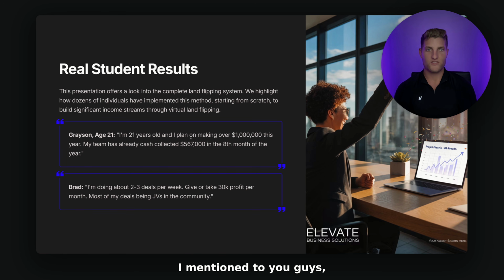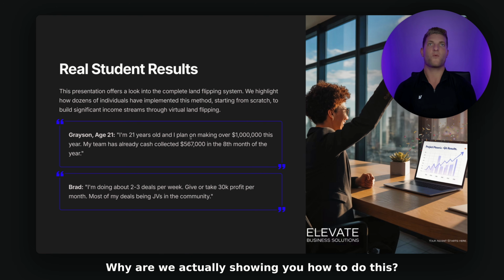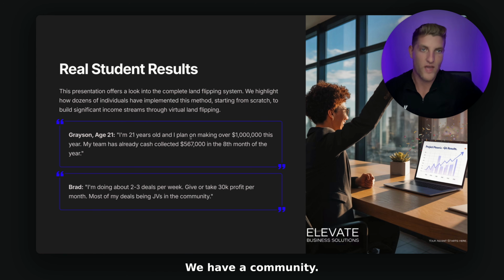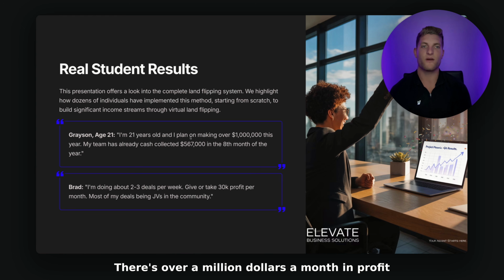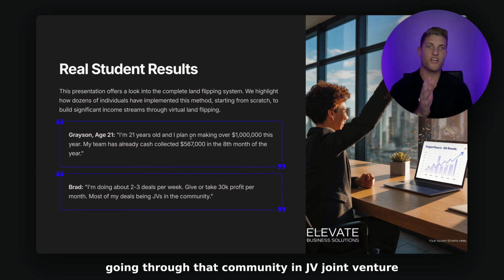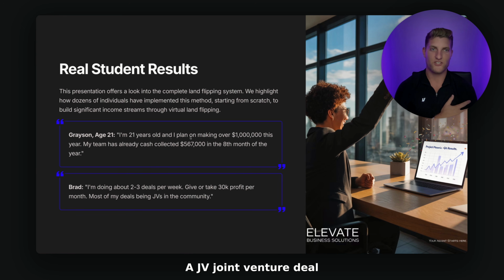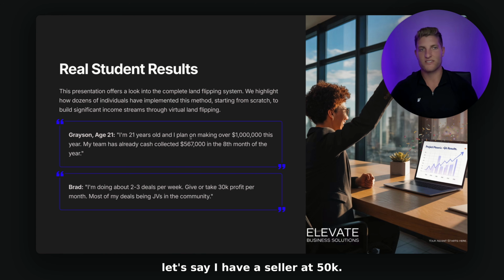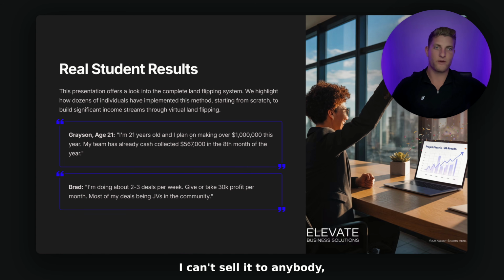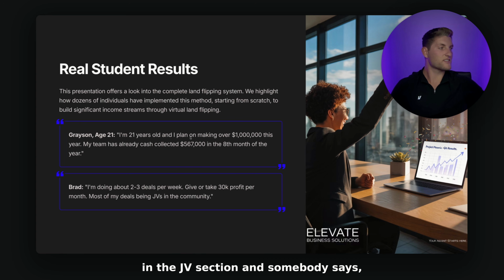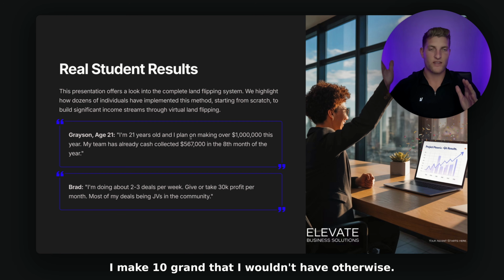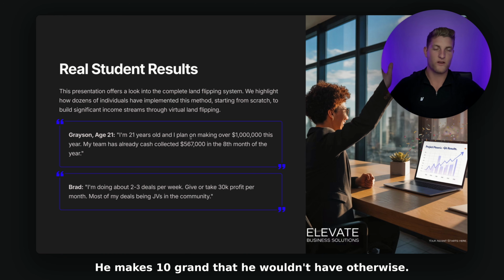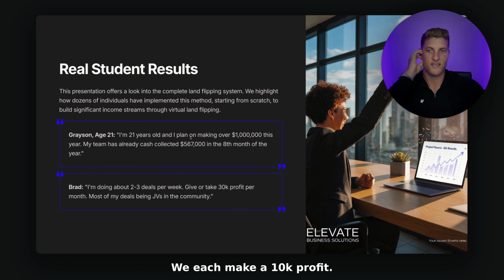I mentioned to you guys, why are we teaching this? Why are we actually showing you how to do this? We have a community. I mentioned students a couple times. There's over $1 million a month in profit going through that community in JV joint venture deals. A JV joint venture deal is when, let's say, I have a seller at 50K. I can't sell it to anybody, but I think it's worth 70. I text in the community in the JV section, and somebody says, oh no, I have a builder there for 70. We split the deal 50-50. I make 10 grand that I wouldn't have otherwise. He makes 10 grand that he wouldn't have otherwise. We each make a 10K profit.